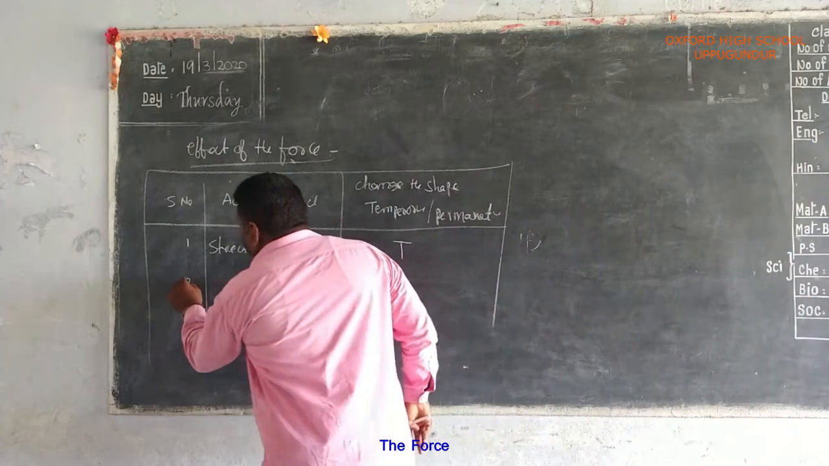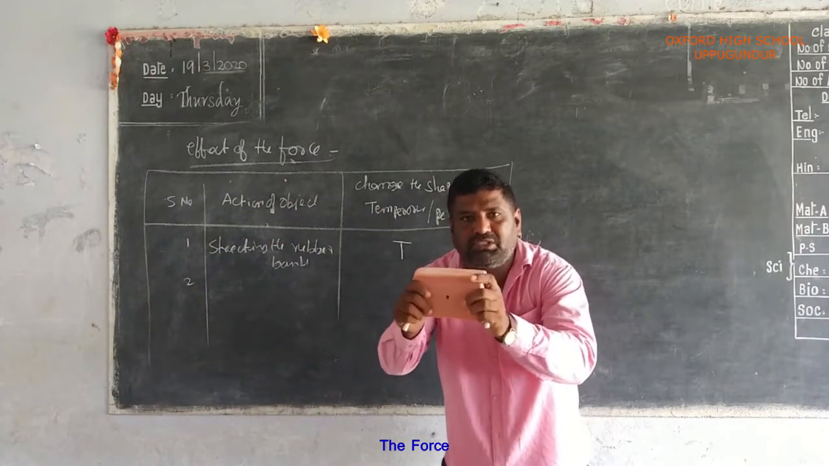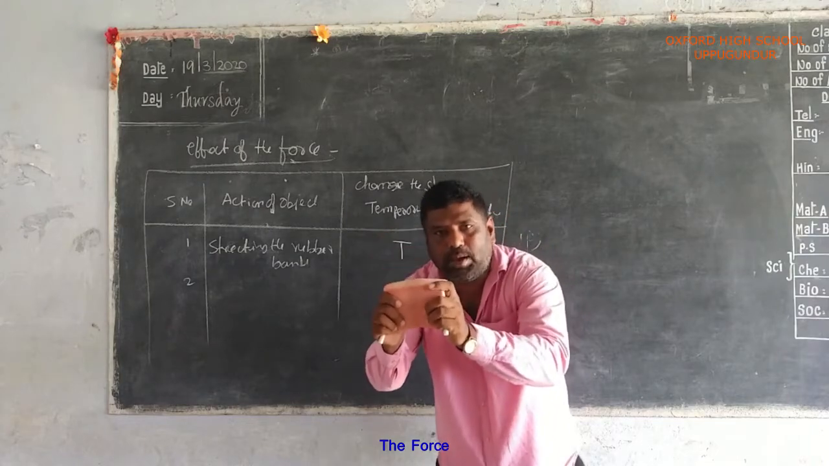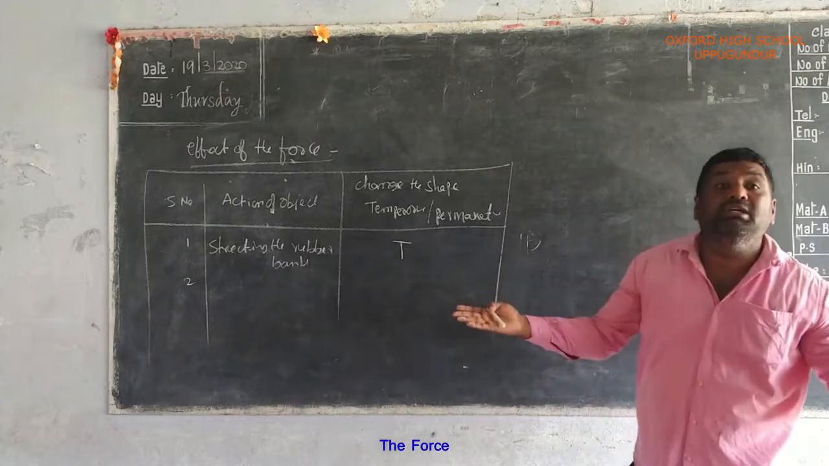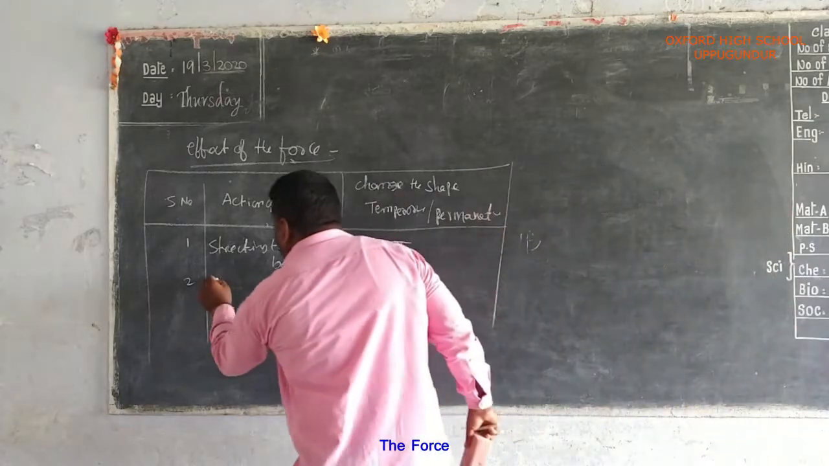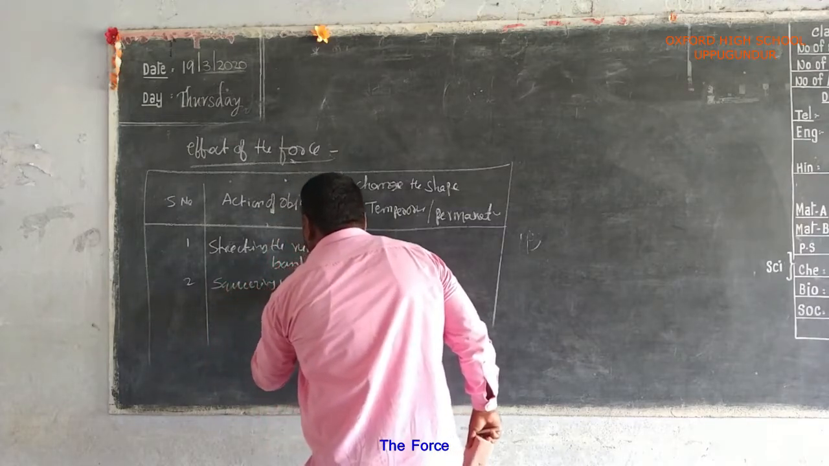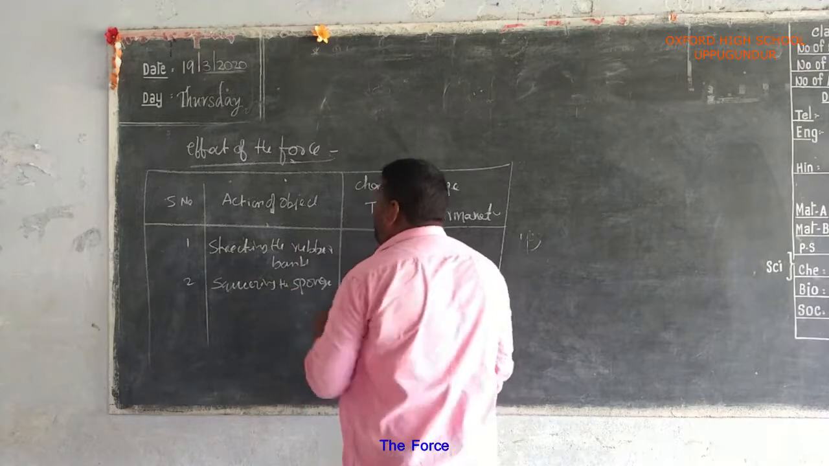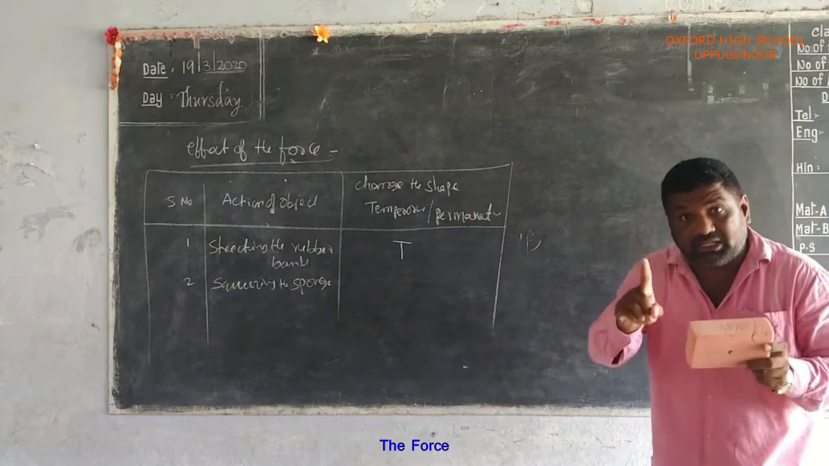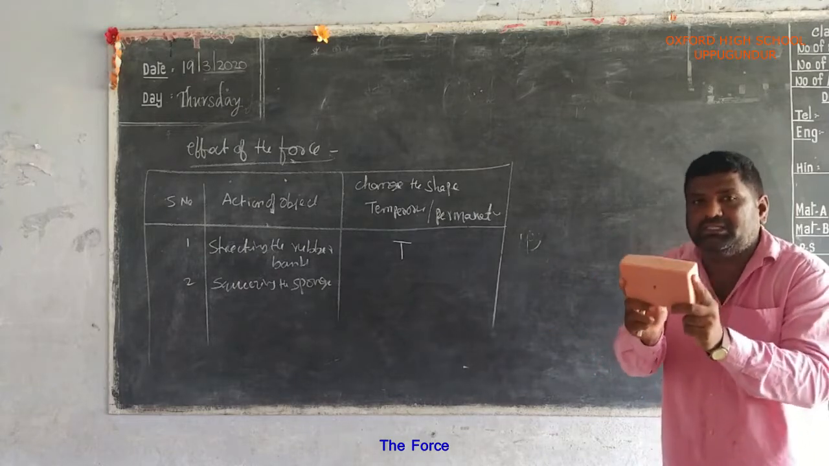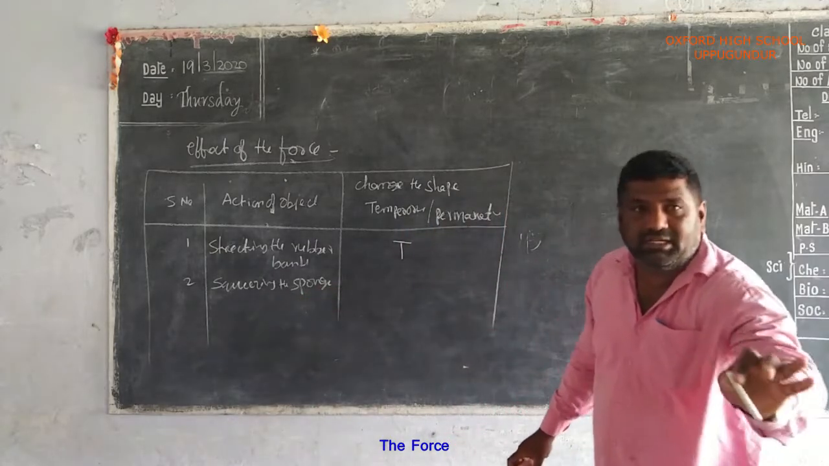Next, I will take the spring. When we apply force on this object, its shape is temporarily changed and it comes back to the same position. Second example, squeezing the sponge. When we apply force on the object, first of all the shape changes. This shape is changed temporarily. So the sponge's shape is changed temporarily.